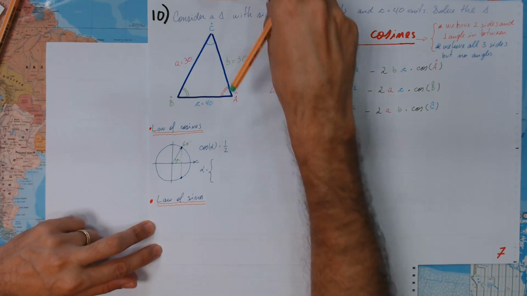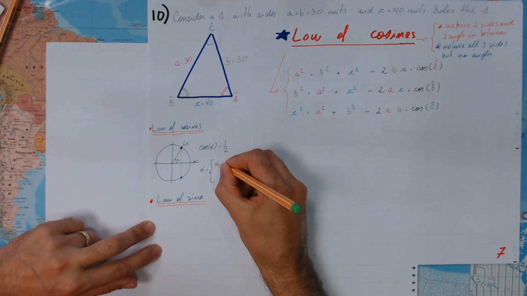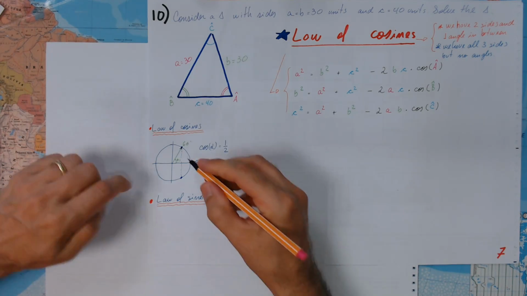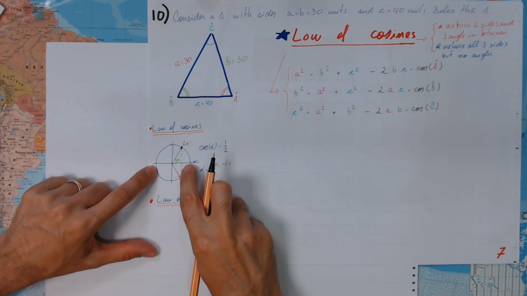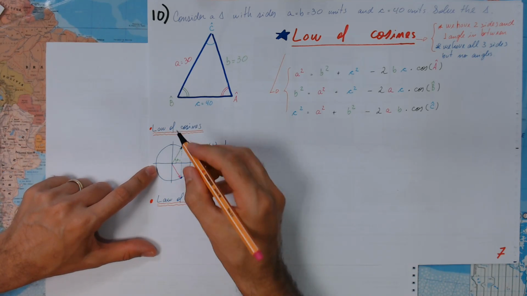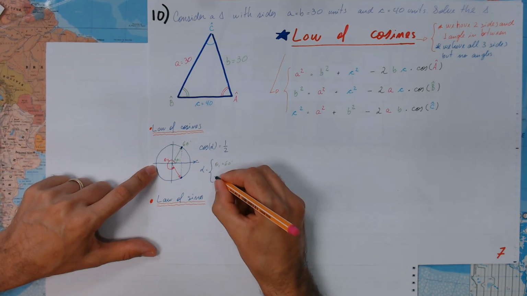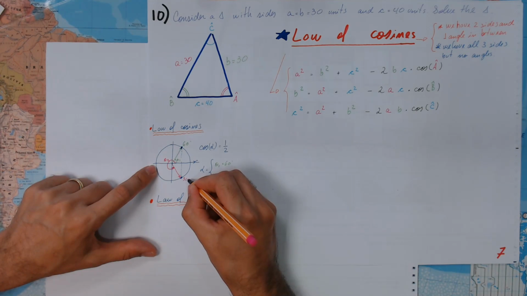So alpha can be theta 1, which is 60 degrees, and it can also be this value in here, because both are going to bring the cosine of half. And this one is going to be theta 2, and theta 2 is going to be 300 degrees.